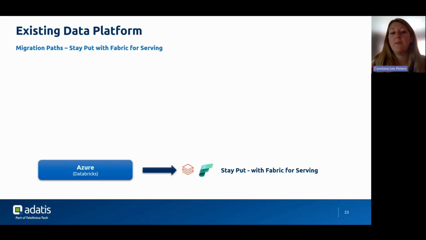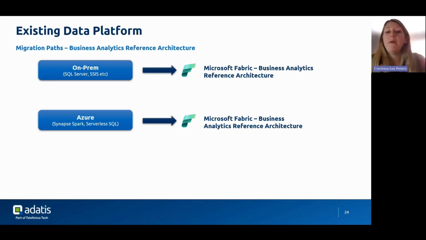The use of this is the same as what is currently done within the cloud structure. You can connect to Databricks, workspaces, and to the lake and path structure you need. For on-prem and Azure, including Synapse Spark and Serverless, we have recommended the Business Analytics Reference Architecture, which Ben has already discussed, and Dan will be demonstrating for you shortly.